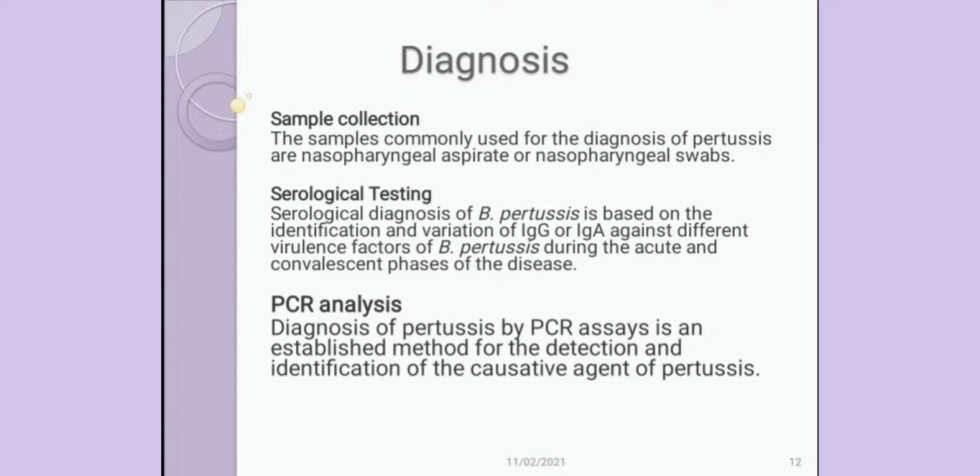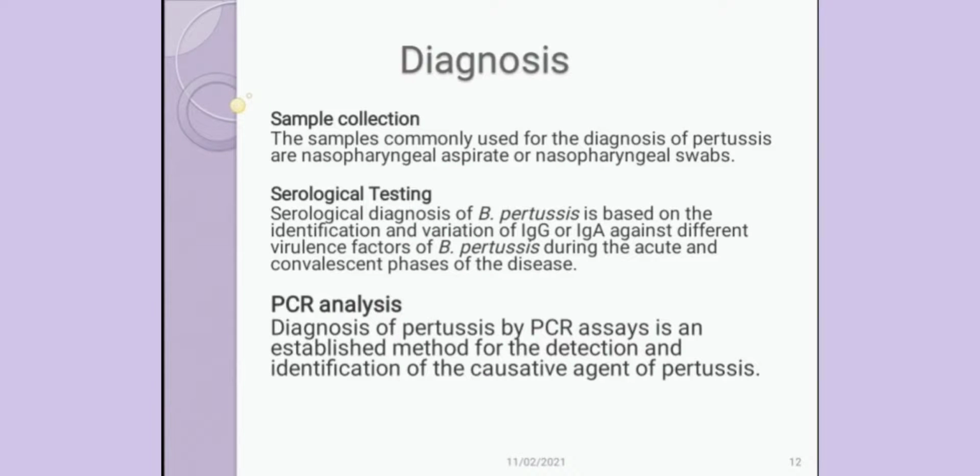The sample collections. Samples commonly used for diagnosis of pertussis are nasopharyngeal aspirate or nasopharyngeal swabs. Then serological testing. Serological testing can determine whether a person has been exposed to particular microorganisms. A blood test detects the presence of antibodies against a microorganism. We know antibodies are the proteins our immune system makes to fight foreign substances.